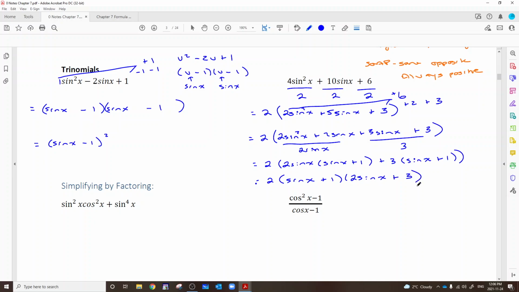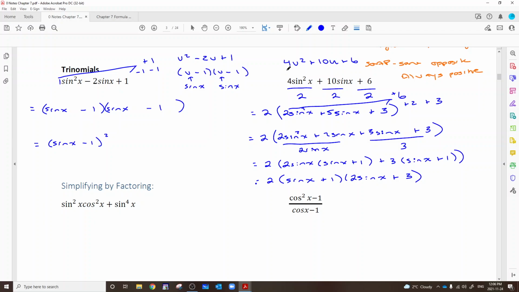Again, if it's too overwhelming to factor with the word sine in there, feel free to write it as u. So factor 2u squared plus 5u plus 3. Do all the work, and then anywhere you have a u, just put a sine x in for it.